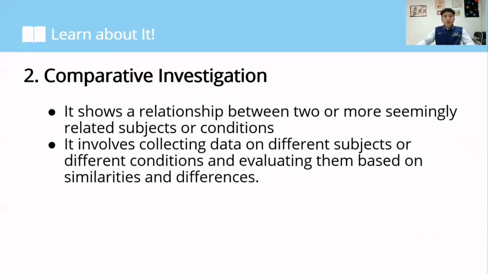Okay, number two, we have comparative investigation. When you say comparative investigation, this shows a relationship between two or more seemingly related subjects or conditions. It involves collecting data on different subjects or different conditions, such as time, temperature, location, and evaluating them based on similarities and differences. For example, you want to know which will melt faster, ice with salt or without salt. You can easily set up an experiment to measure the time in which the ice with salt and the ice without salt will melt, and then the time it takes to melt both ice cubes may be compared to know which melts faster.